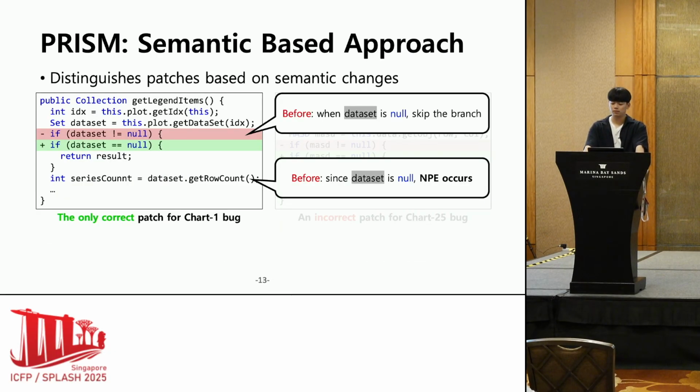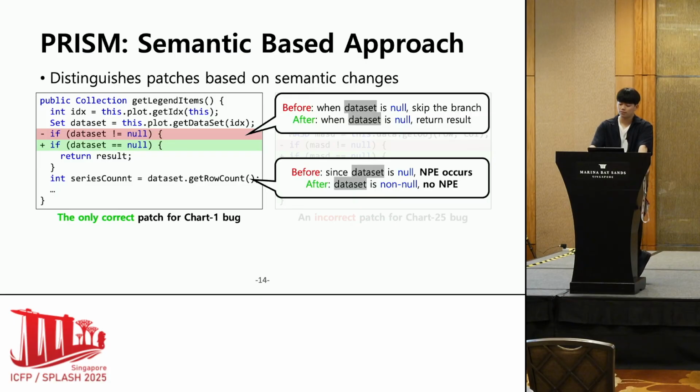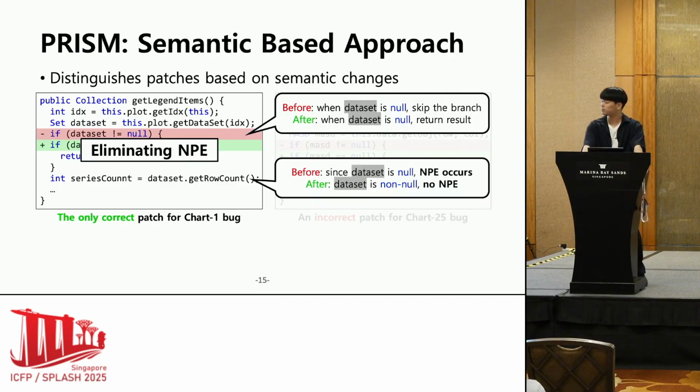Unlike the previous methods, our technique Prism focuses on semantic changes introduced by the patches. For example, let's look at the correct patch on the left. Before the patch, the code skipped the return statement when the dataset is null. Then, since the dataset is null, an NPE can occur in the next line. After the patch, when the dataset is null, the code executes the return statement. So as a result, the dataset becomes non-null in the next line, so no NPE occurs. In this way, Prism represents this patch as eliminating an NPE.